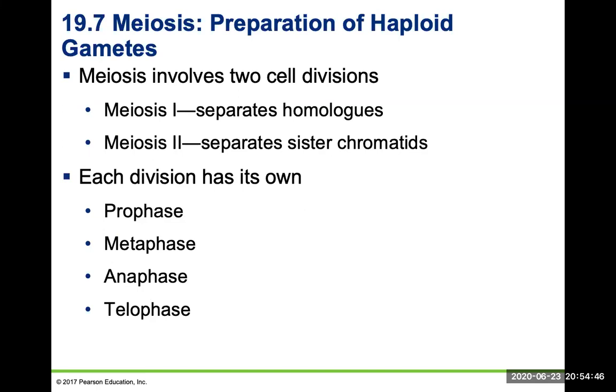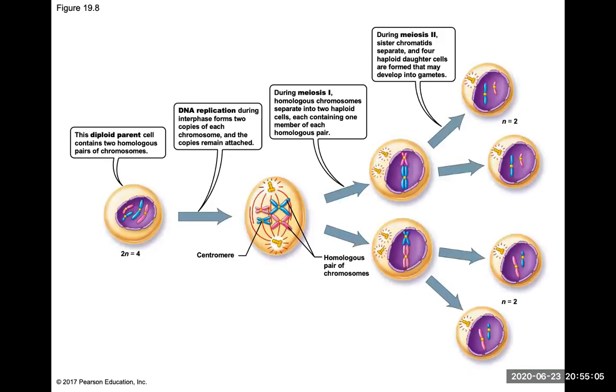So meiosis involves two cellular divisions. Meiosis 1 will separate homologous pairs of chromosomes, and meiosis 2 separates sister chromatids. Each division has its own PMAT phase, the prophase, metaphase, anaphase, and telophase, and they're very similar to the PMAT phases in mitosis. So this is showing the diploid parent cell contains two homologous pairs. DNA replication occurs, and during meiosis 1, the homologous pairs separate, and during meiosis 2, the sister chromatids will separate, so we get 4 haploid daughter cells.